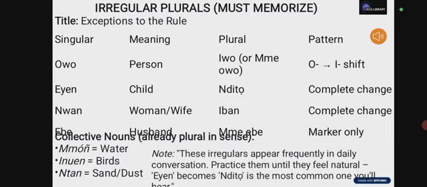Inuan means birds. It can refer to one bird or many birds. If you need to be specific, you add a number. Inuan kiet for one bird, Inuan duop for ten birds. Tan means sand or dust. Like water, it is a mass noun and stays the same whether there is a little or a lot.